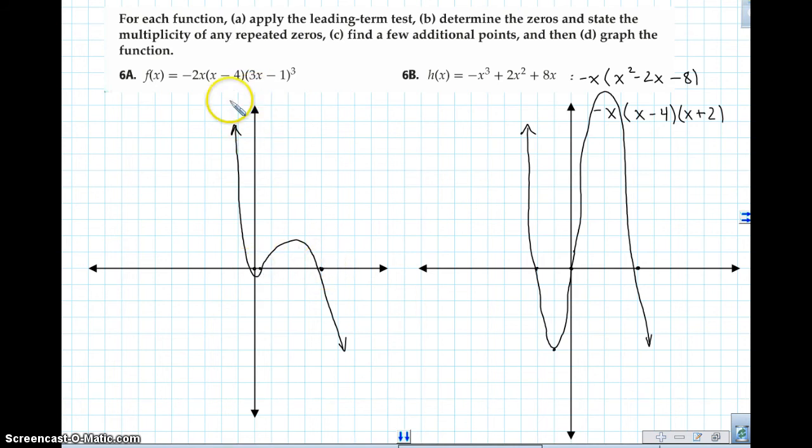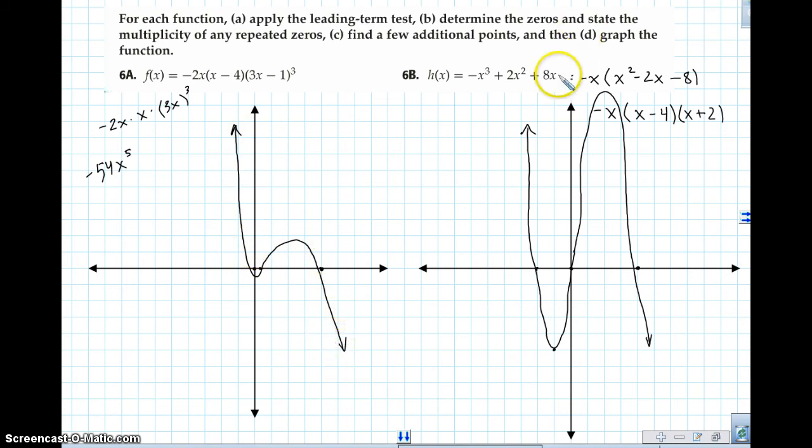And because of our end behavior, we know that it's decreasing. The leading term is negative 6x, or sorry, actually it's way more than that. It's negative 2x times x times 3x cubed. That would be 27. That's negative 54x to the 5th power. And because it's negative and odd, it's going to be going from positive on the left side, going down to negative infinity on the right. So that's how you get your end behavior.